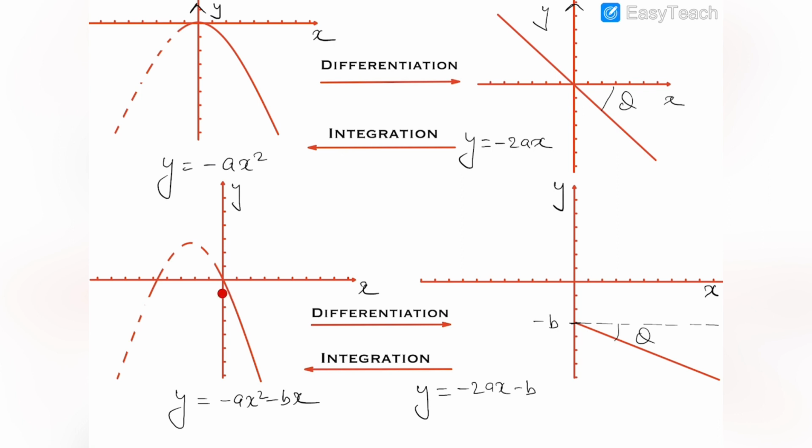And if this parabola does not have its base at the origin, then this is the equation of a parabola which does not have the base at the origin, but its mouth is opening in the downward direction.